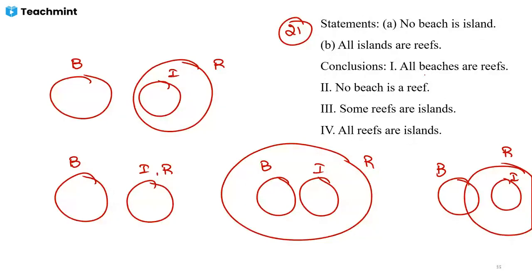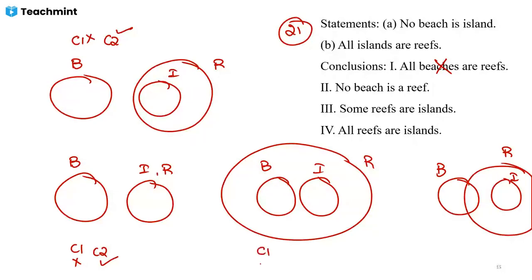First one, all beaches are reefs. No, it's not satisfied here. Remove it. No beach is reef is satisfied here. Here it is not satisfied.